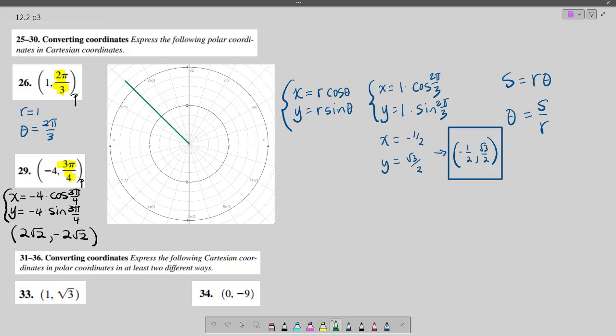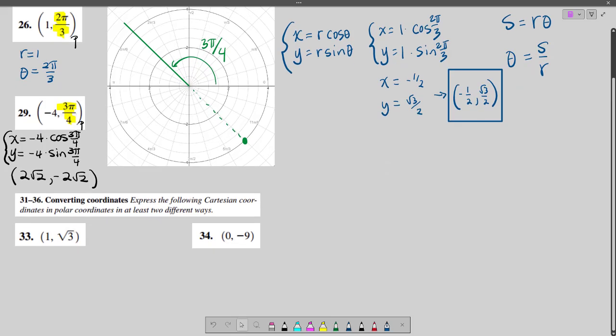So here is the angle 3 pi over 4 right there. But when we go negative, we come back this way. There's 1, let's see, 2 is right there, 4 is right there. So we are right here. So this is the negative direction. So that's why we're going to get that quadrant 4 point. So these are the coordinates of that point.